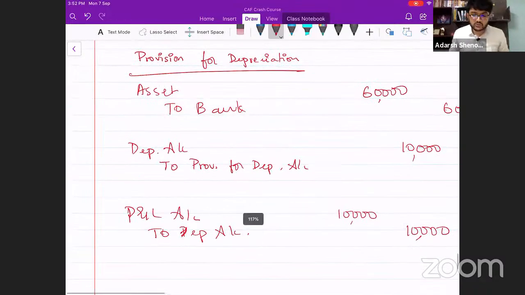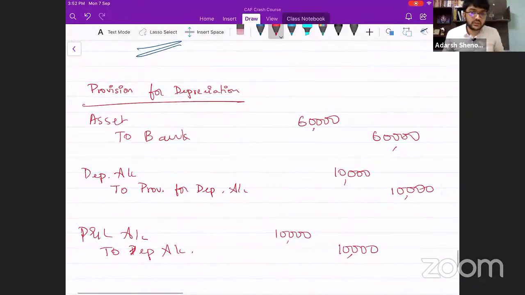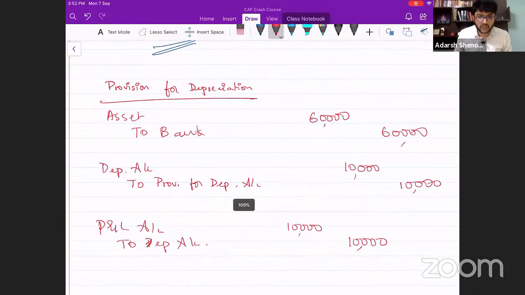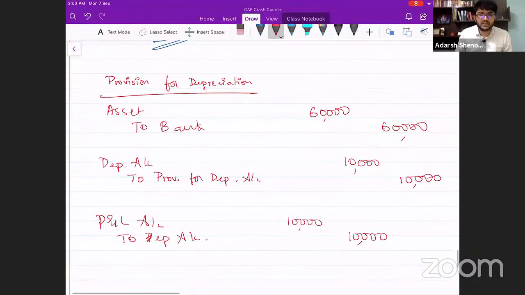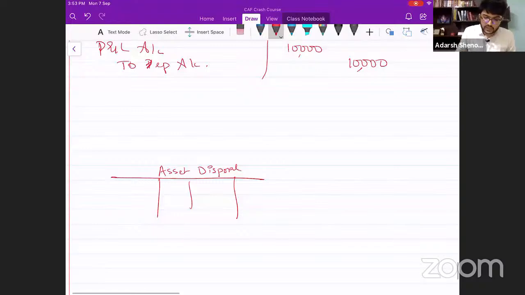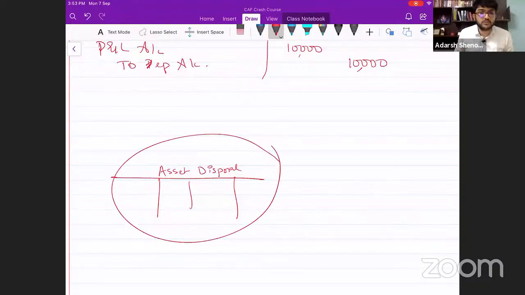What I would advise you to do is go look at your class material or the textbook, take out a provision for depreciation account problem and just look at it once. And if you have any questions, you can ask me. It's not separate, just these journal entries you must be knowing. And while we are selling off the asset, we open an account known as asset disposal account.